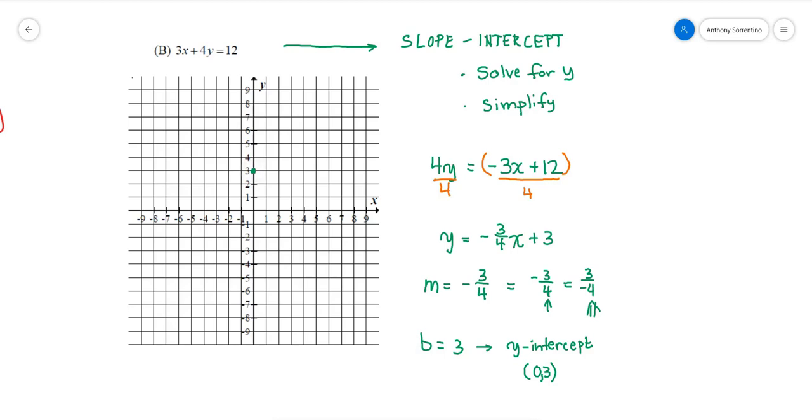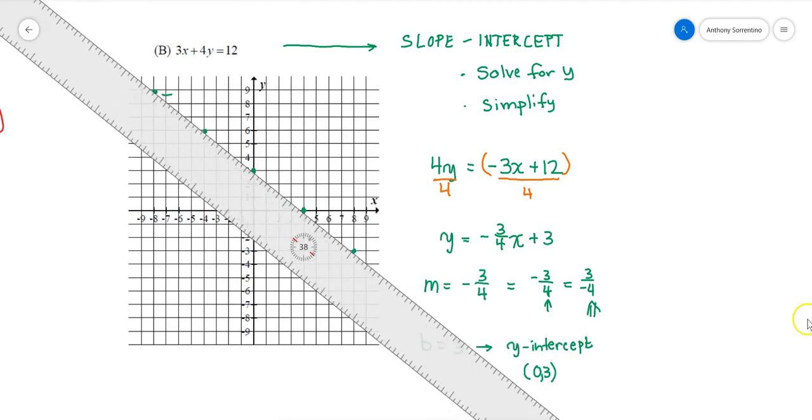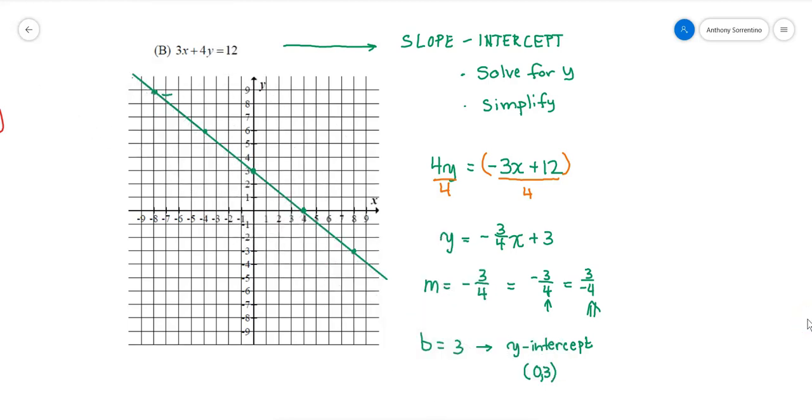The rest of them are done by doing a negative 3/4 slope. So either down 3, right 4, down 3, right 4, or you go up 3, left 4, up 3, and left 4. And there would be my line. So if I have something that's not in slope-intercept form, I can certainly convert it to slope-intercept form, and that would work wonders for that.